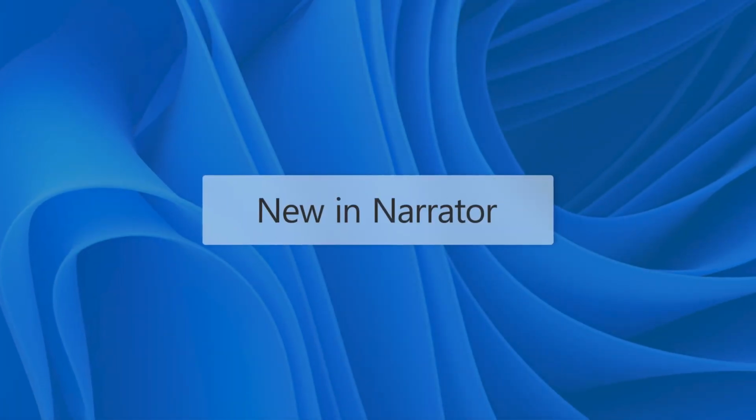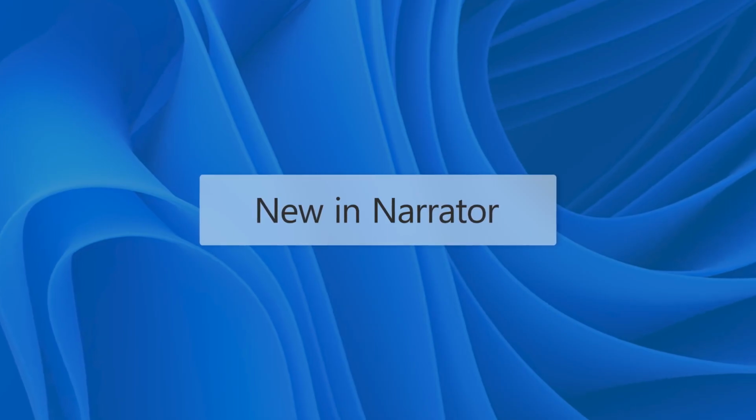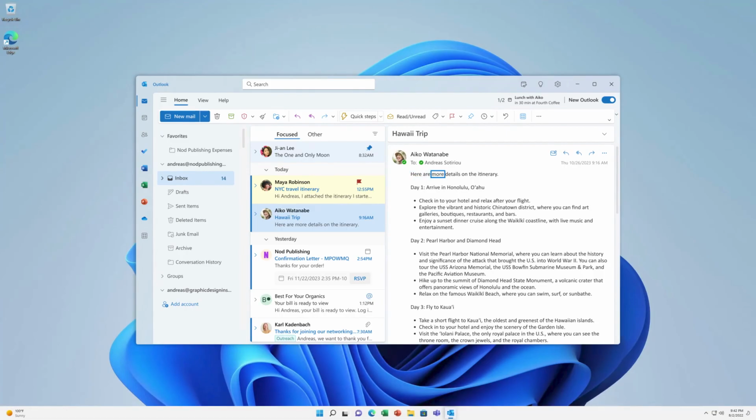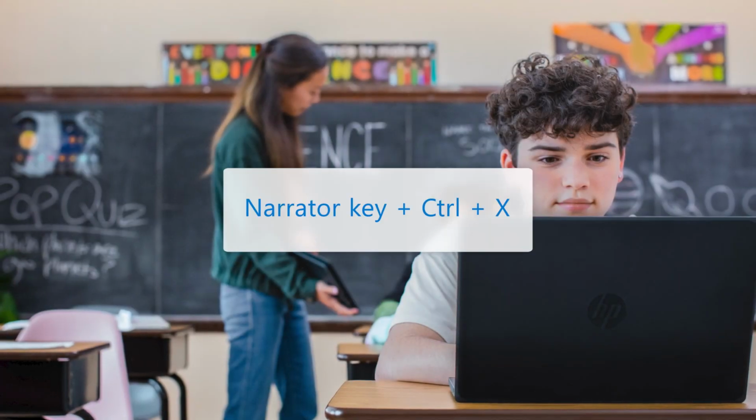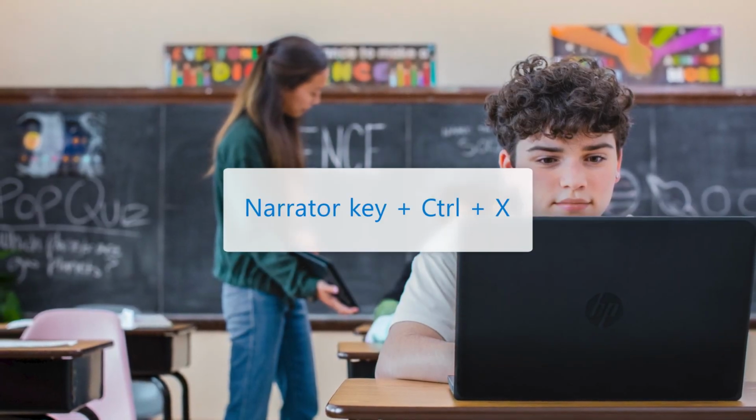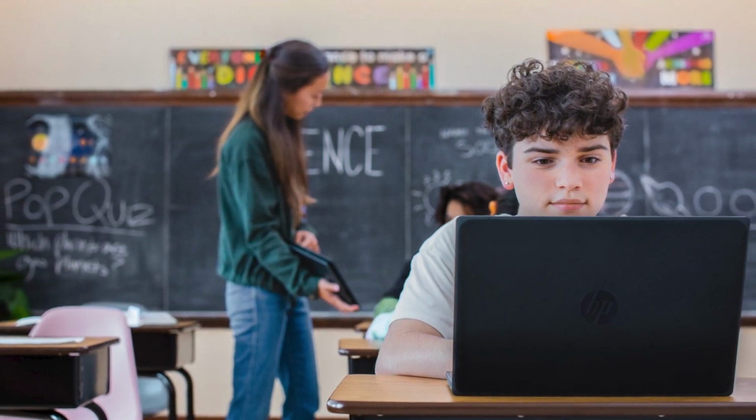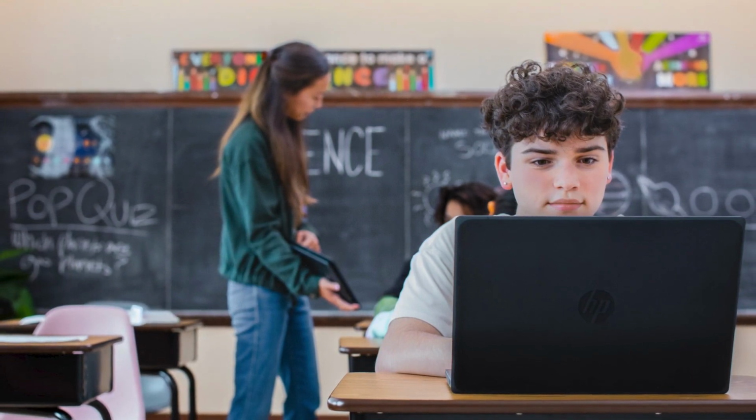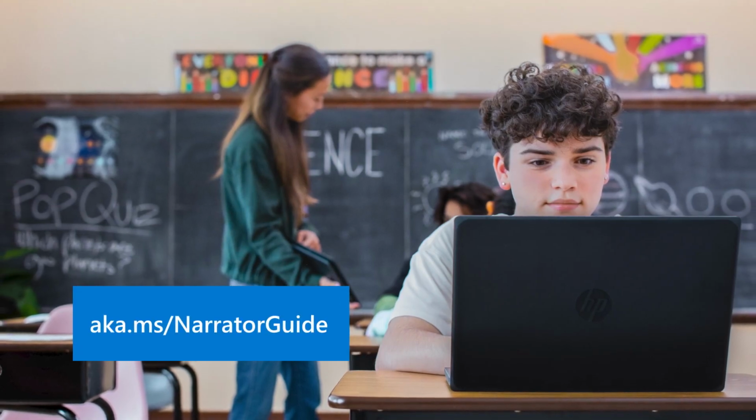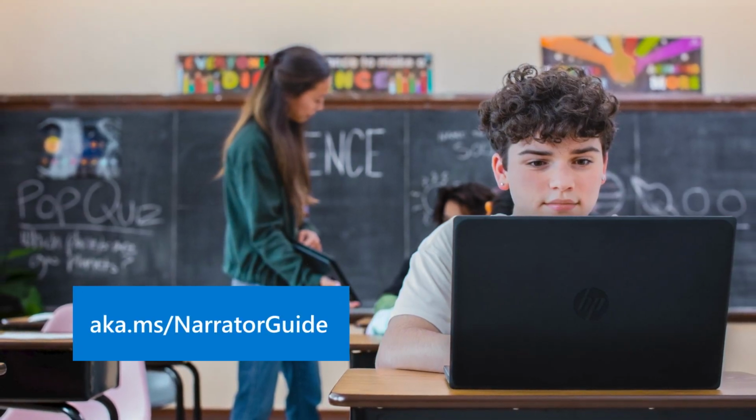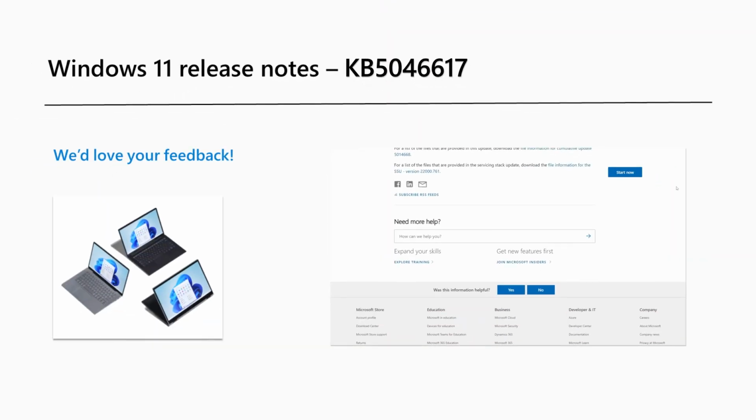Thanks to continuous innovation in Windows 11, new Narrator capabilities and enhancements are released on a regular basis. For example, Narrator can now auto-read the contents of an email message in the new Outlook just as it does with classic Outlook. And you can now press the Narrator key plus Control plus X to copy what Narrator last spoke to the clipboard. This shortcut is especially useful when you want to quickly copy content like codes or numbers. For more information, check out the guide to using Narrator in Windows 11 at aka.ms/narrator guide.